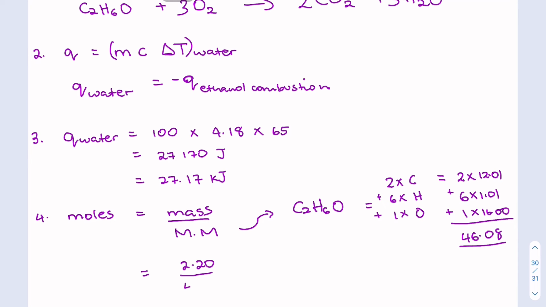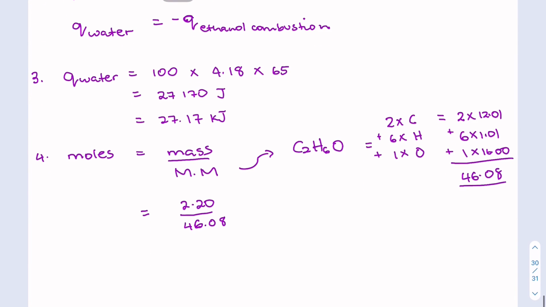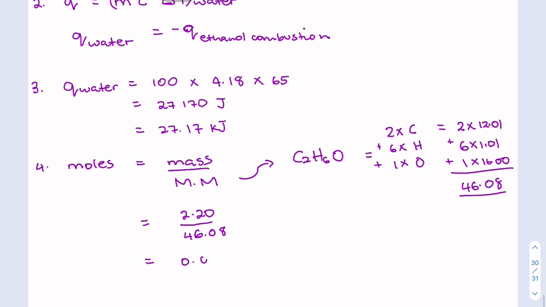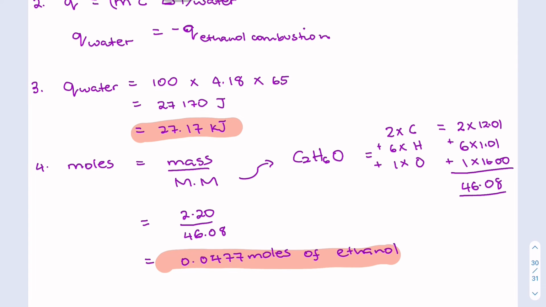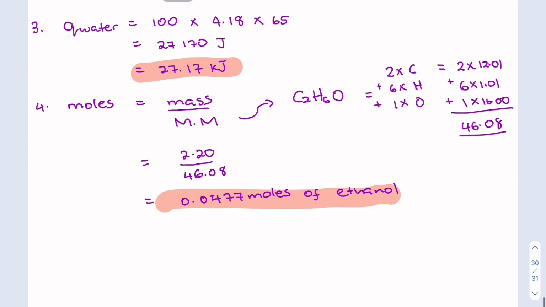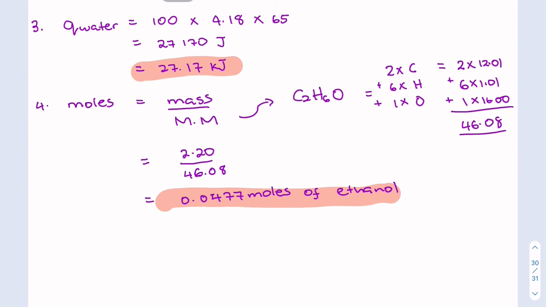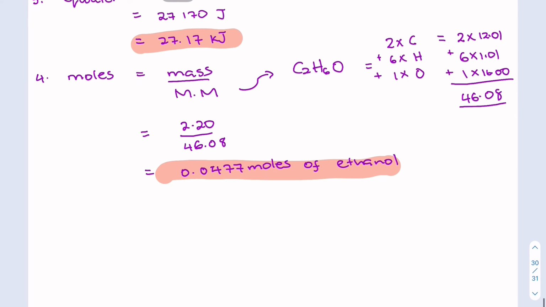So it will be 2.20 divided by 46.08. And this gives us 0.0477 moles. What these values are saying here is that 0.0477 moles of ethanol produced or released 27.17 kilojoules of energy. The question is, how many kilojoules of energy will be given out by 1 mole of ethanol. So we can do a ratio here.